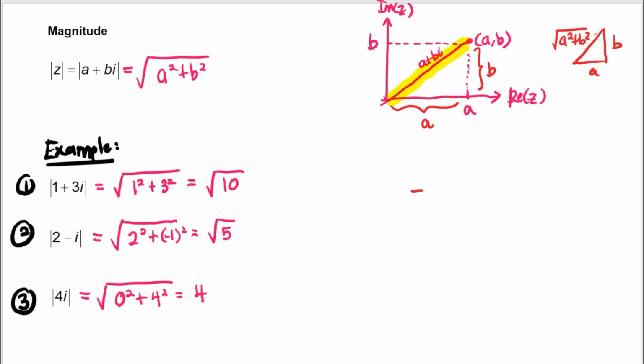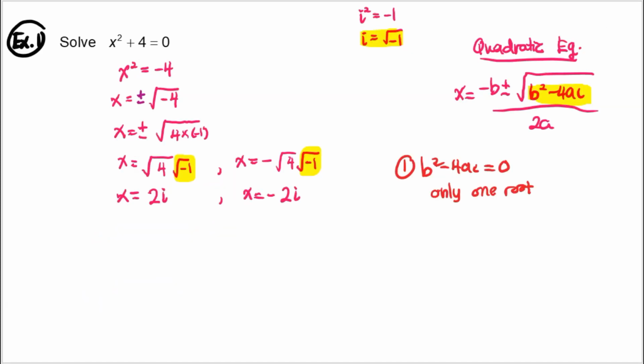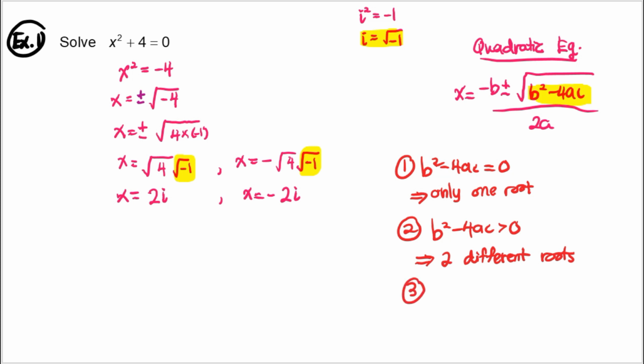So we consider it as one root only. And the second case, we have b square minus 4ac, which is greater than 0. Then we will have two different roots, or sometimes called two distinct roots. So we'll have two different answers for x. Right, but for the third case, before this, when you were in secondary school, you learned less than 0, you say that there is no solution, right?